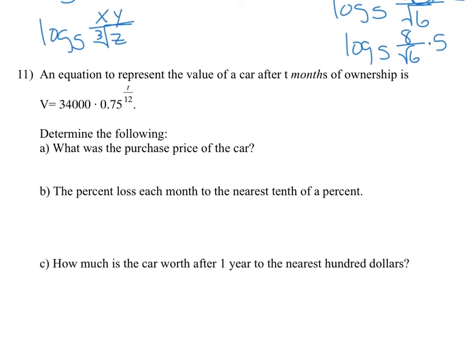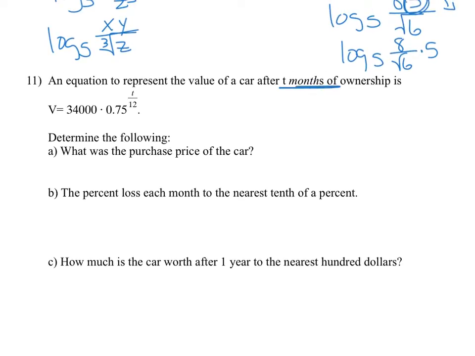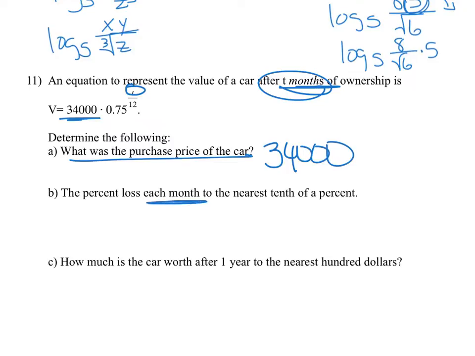So for this particular problem, t is the number of months. Let's go through the problem first. We're asking what's the purchase price of the car. It's $34,000. This number. The percent loss each month to the nearest 1/10 of a percent. Because this formula is in months and they're asking for each month, I want 0.75 to the t power. So I have to get rid of that 12 on the bottom, so I bring it on the inside.